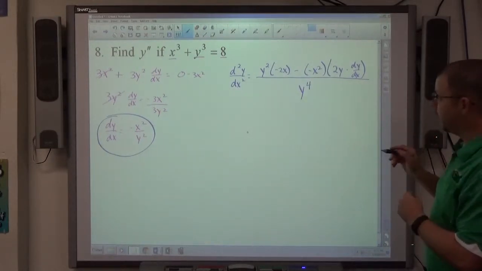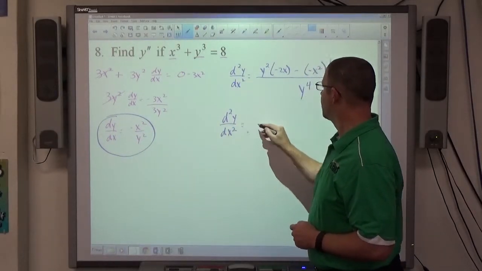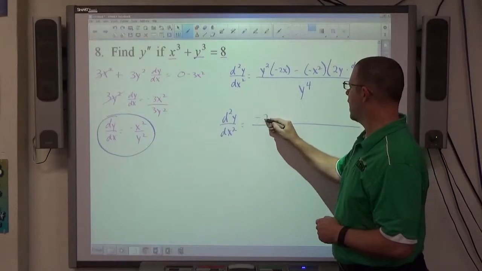Alright, if I beautify that up a little bit, I'm going to get the second derivative is going to equal, that's going to be negative 2xy squared.